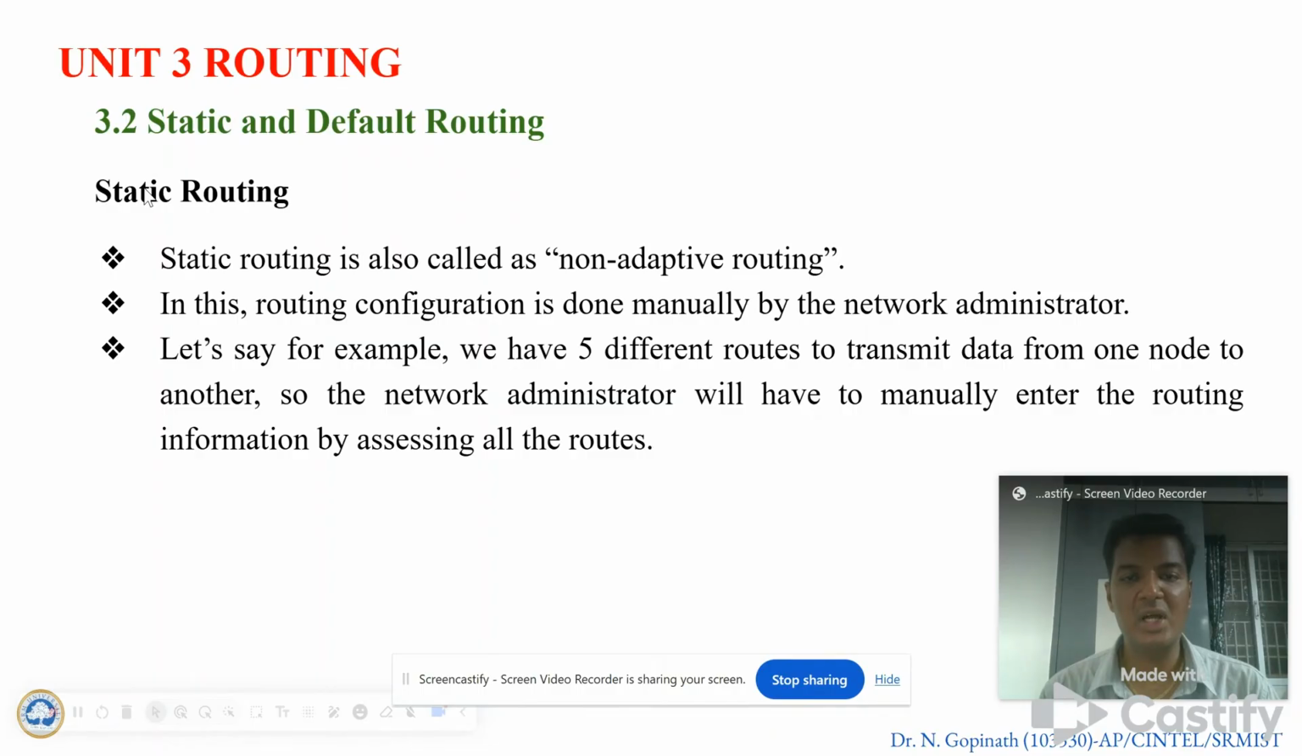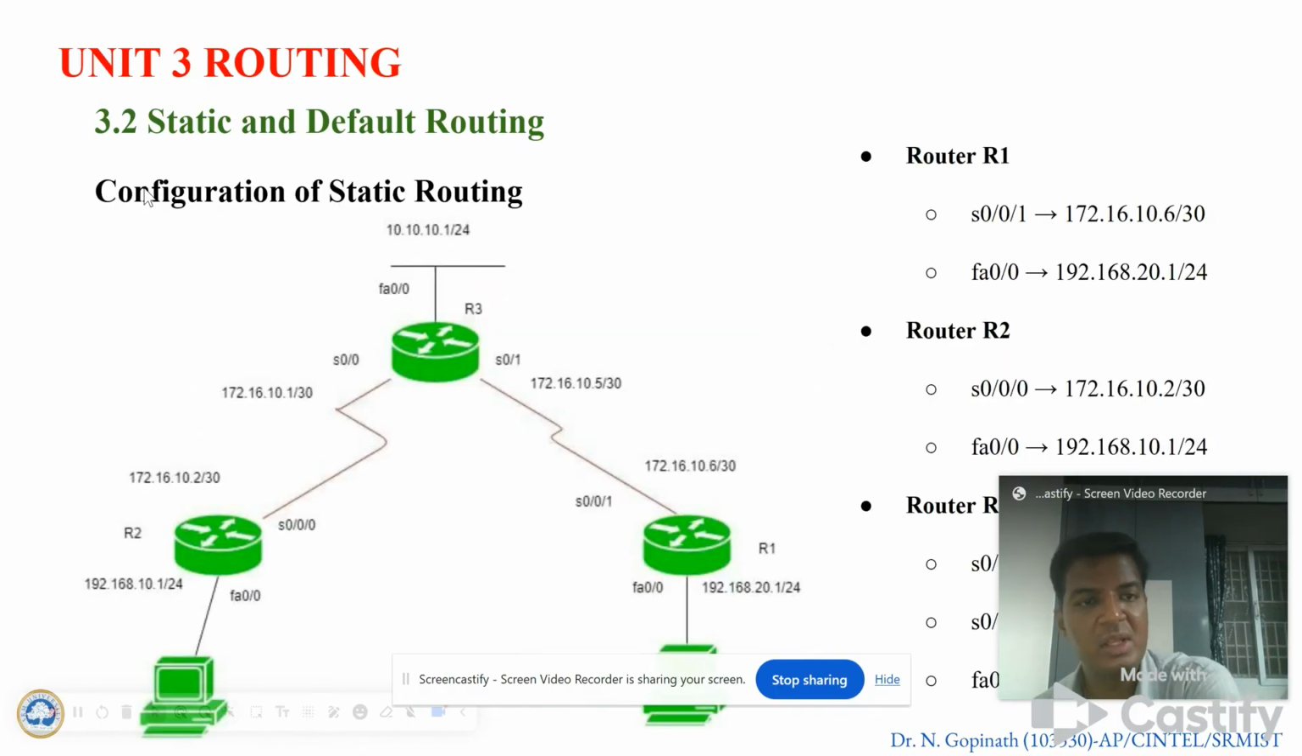Static routing is also called non-adaptive routing. In this, routing configuration is done manually by the network administrator. Let us say, for example, we have 5 different routes to transit data from one node to another. The network administrator will have to manually enter the routing information by assessing all the routes.